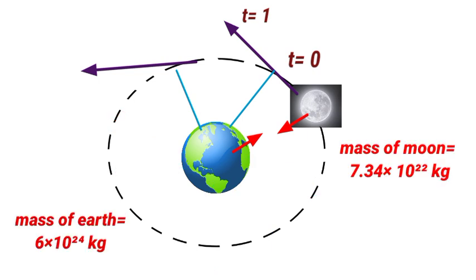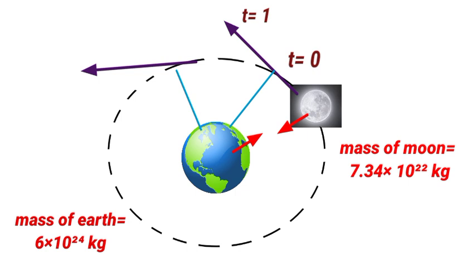The moon's distance from earth allows it to maintain a balance between falling and escaping. The moon's velocity keeps it from falling into earth. If the moon's velocity were faster, it would escape earth's gravity. And if it were slower, it would fall to the earth. The mass of the moon equals 7.34 times 10 to the power of 22 kg, and the mass of earth equals 6 times 10 to the power of 24 kg.